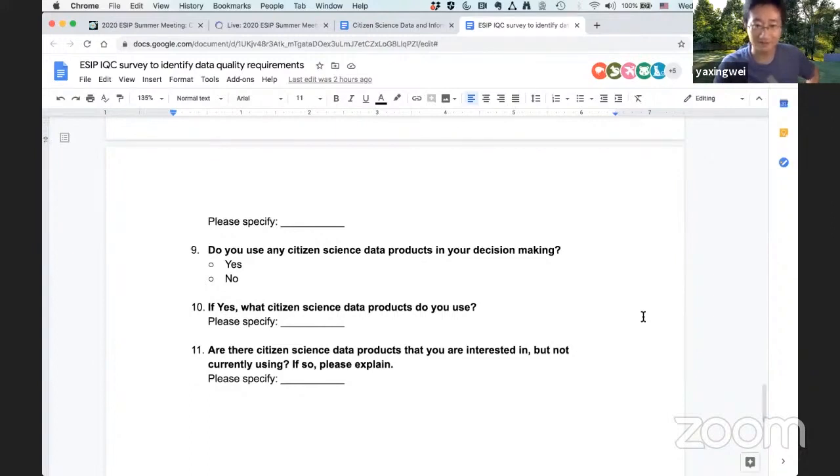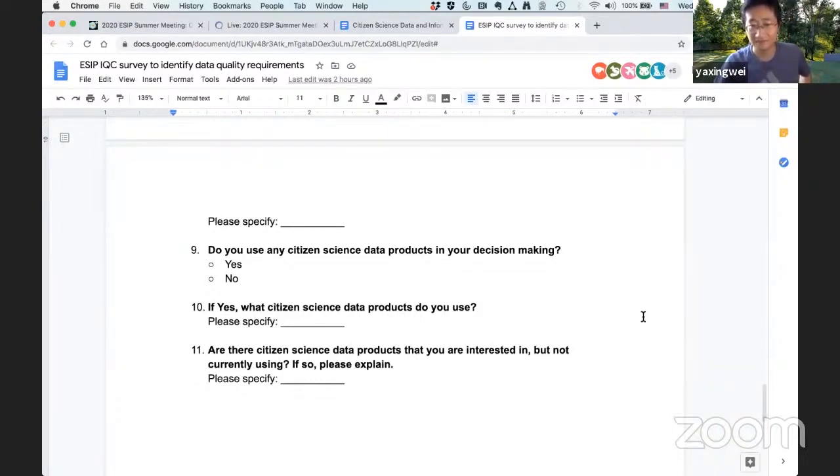And then the last 3 questions are all about citizen science data products. We want to find out if the users have used any citizen science data products for decision-making purposes, and if yes, what citizen science data products they have used.